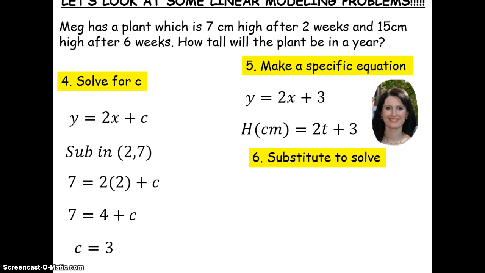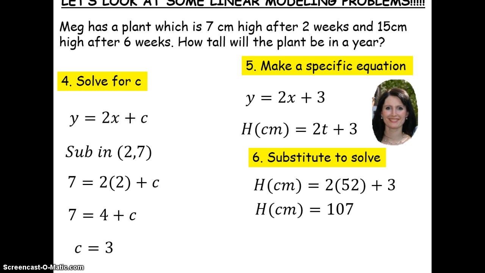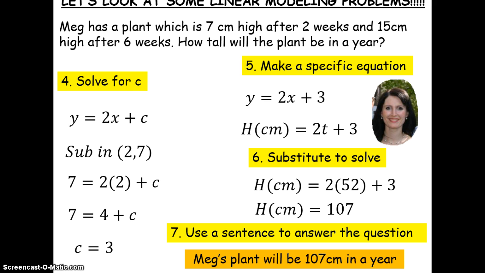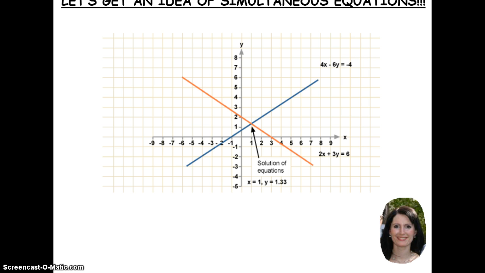I can't substitute 1 into t because t is in weeks. I need to substitute in 52. h centimetres equals 2 times 52 plus 3, which equals 107 centimetres. Again, I use a sentence to answer the question, and this is what I highlight or circle as my final answer. Meg's plant will be 107 centimetres high in a year. And that's the end of linear modelling for today.